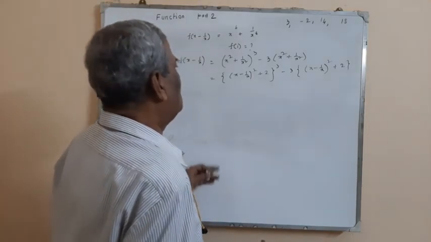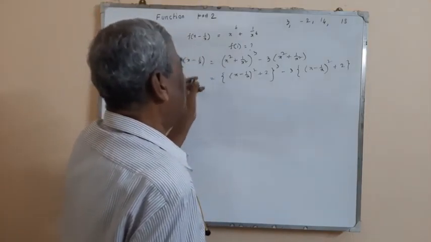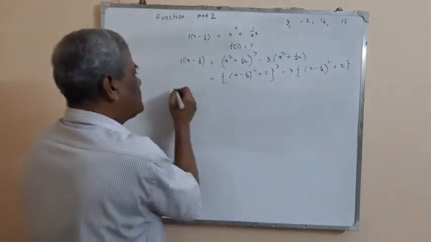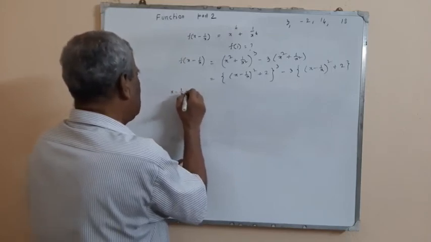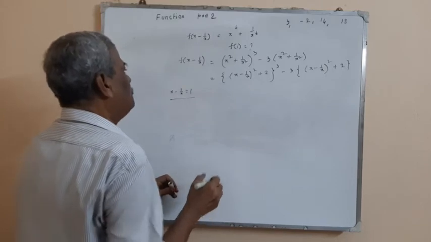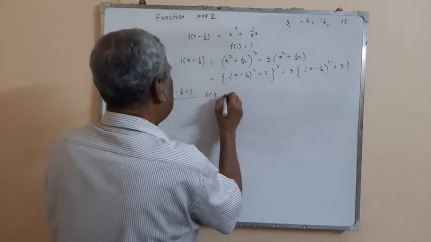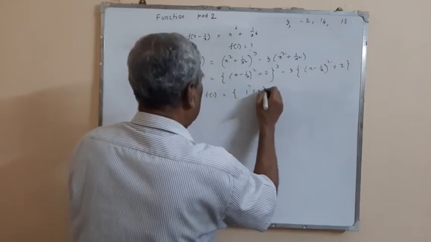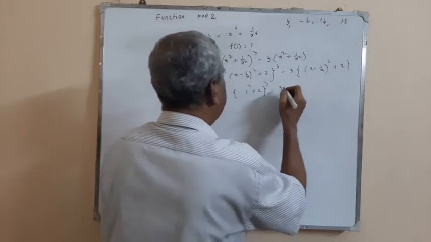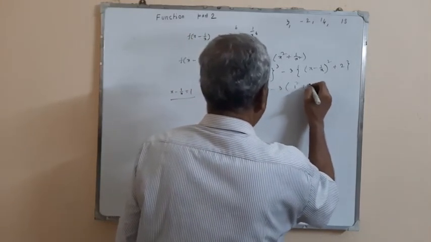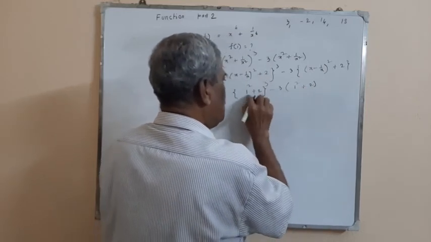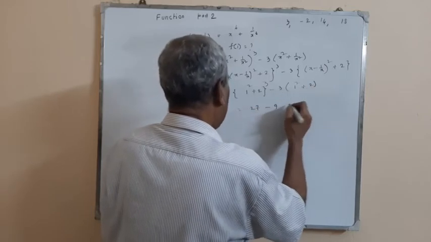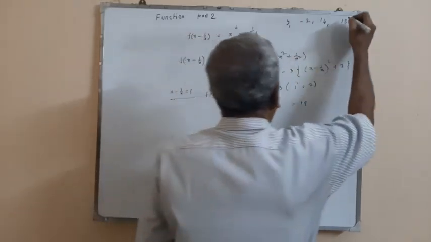Now, we express f(x - 1/x) in terms of x - 1/x. So now by putting x - 1/x equal to 1, we get the functional value f(1). So f(1) is equal to (1² + 2)³ - 3(1² + 2), so that it is equal to 3³, 27 minus 3 times 3, 9. So 18 is the answer. So option D is correct.